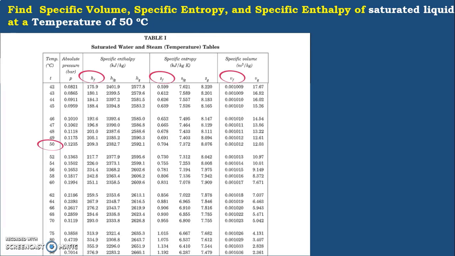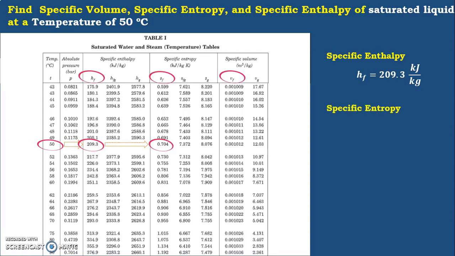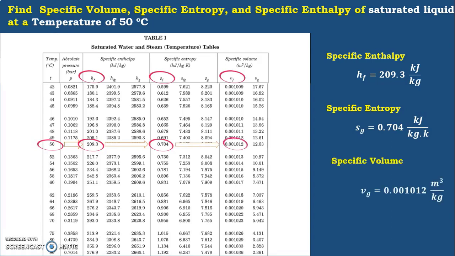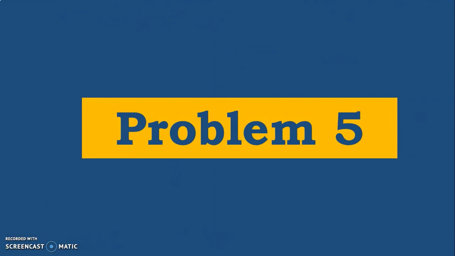Specific enthalpy of saturated liquid at a temperature of 50 degrees Celsius is 209.3 kilojoule per kg. Specific entropy of saturated liquid at a temperature of 50 degrees Celsius is 0.704 kilojoule per kg Kelvin. Similarly, specific volume is 0.001012 meter cube per kg. Next, problem 5.